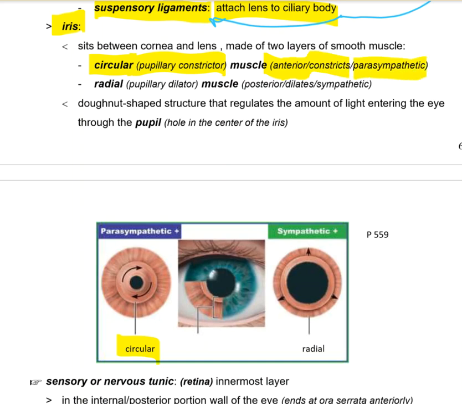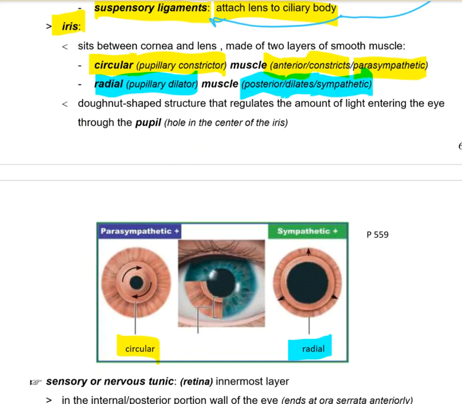Right? Remember, parasympathetic is our rest and relaxation mode, so we want less light to enter our eye when we're resting, so we would constrict it. The radial, which we'll do in a different color, how about blue, is the pupillary dilator, okay? It contracts, and it actually pulls the pupil open, so it's the more posterior, it's in the back, it dilates, and it is sympathetically innervated.